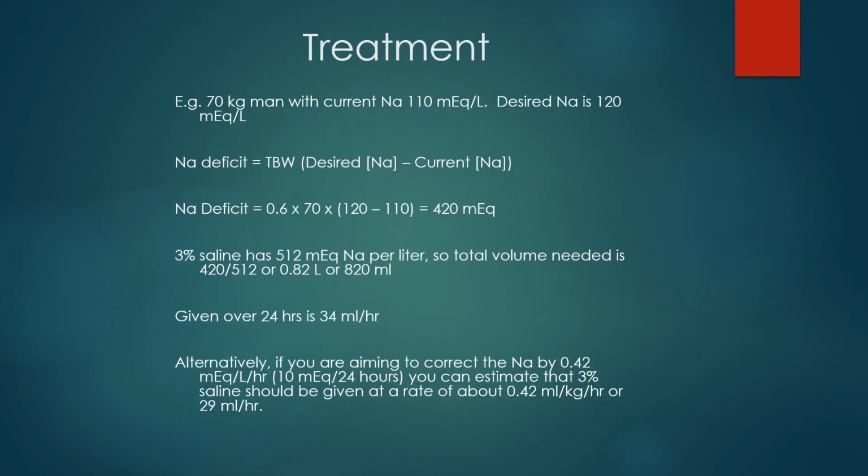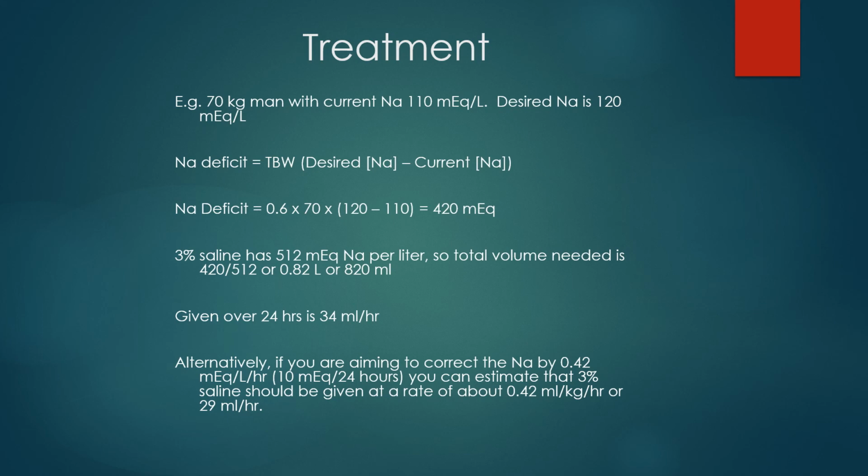Here's an example of how to give hypertonic saline based on a calculation of the sodium deficit. If you have a 70-kilo man with a current sodium level of 110 and the desired sodium level is 120, then the sodium deficit would be the total body water times the desired sodium minus the current sodium level, or 0.6 times 70 times 120 minus 110, which equals 420 milliequivalents.